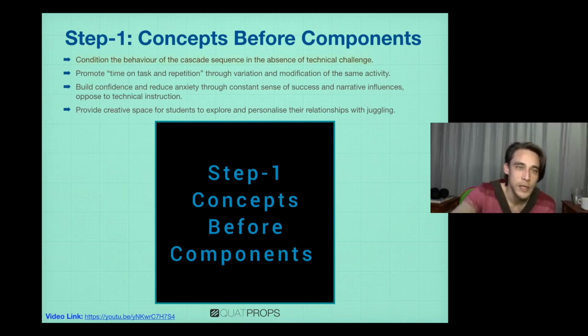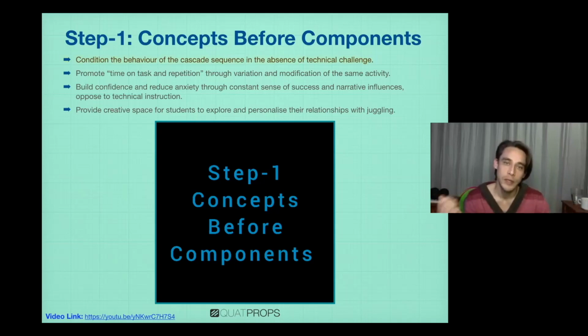So the intentions or the goals here for the first step is to condition the behavior of the cascade sequence in the absence of technical challenge. So we talked about removing the need to harmonize with objects that are moving through space. That's a big part of the challenge. Let's separate that at first. We don't need that part. So let's just work on sequencing these events. What is the sequence? What is the order of the events?